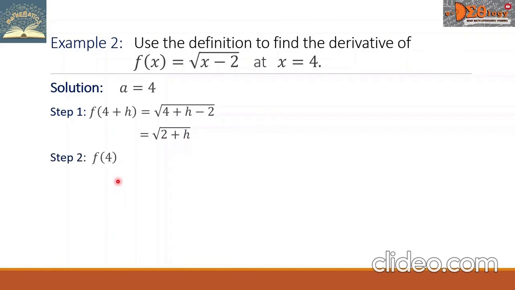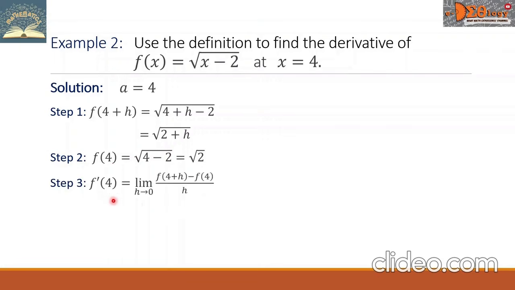Then step 2. Let's evaluate f of 4. Consider the given function here. Let us change x by 4. So we have the square root of 4 minus 2. So we can simplify this as square root of 2. Then we go to step 3, f prime of 4 using this big formula. Again, we remember that the values of step 1 and step 2 are needed in our numerator. So we have the square root of 2 plus h minus the square root of 2 all over h. We will take the limit as h approaches 0.